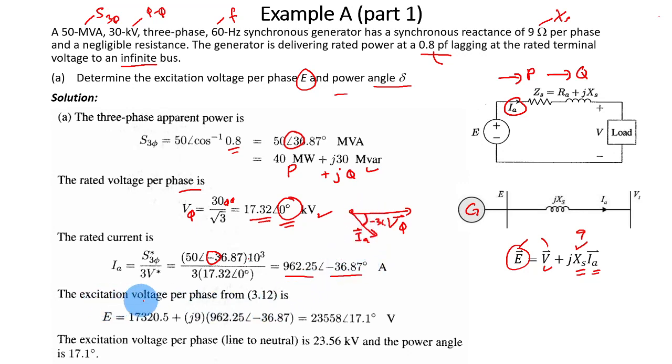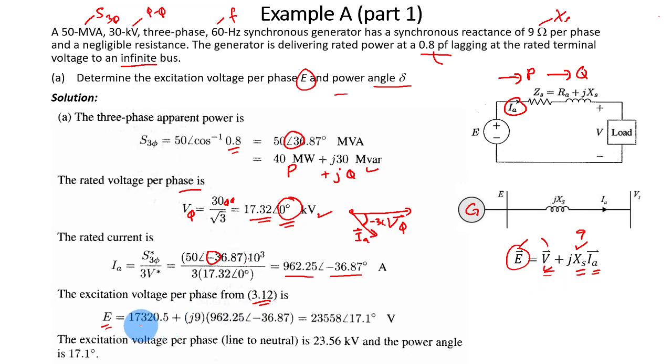Then for the excitation voltage, we can use this formula, equation 3.12, from the Hadi Saadat textbook. You can refer to this example from the Hadi Saadat textbook that I shared with you in OneDrive. It's the same problem and the same solution. I'm just explaining the steps in this problem. So if you go back to this formula, E equals 17.325 kV, which is the voltage here. Because the angle is 0, you don't have to put an angle here.